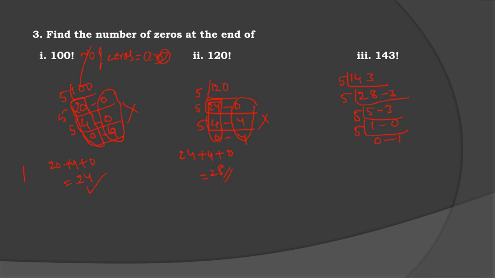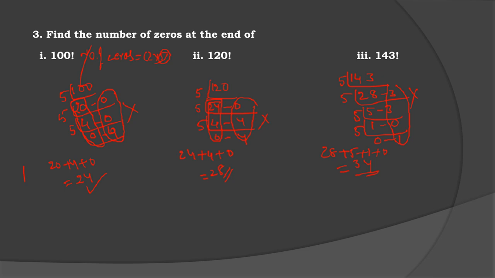There is no use with these remainders, so eliminate them. Just take the sum of all quotient values: 28 plus 5 plus 1 plus 0 equals 34. Number of zeros equals 34. Clear? I think all of you are clear about it.